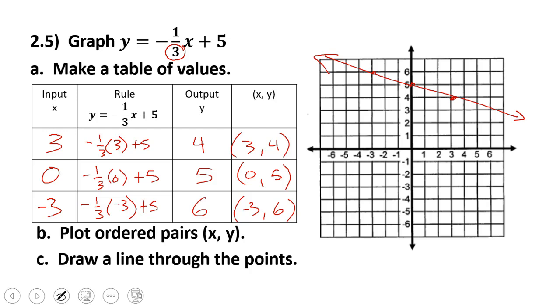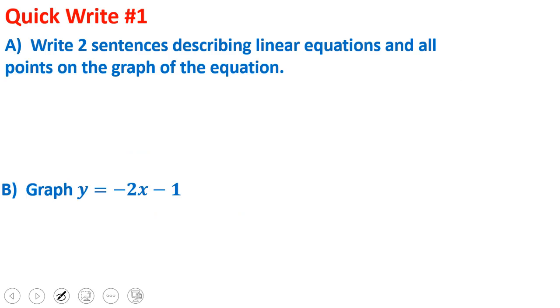So ladies and gentlemen, a lot of just procedural plug and chug, but there were some things that are important to understand, especially as we move forward. It's going to make a lot more sense with all the things we've done in the past. You have a quick write to do, where you need to write 2 sentences describing the linear equations and all the points on the graph of the equation, and then you have a coordinate grid.